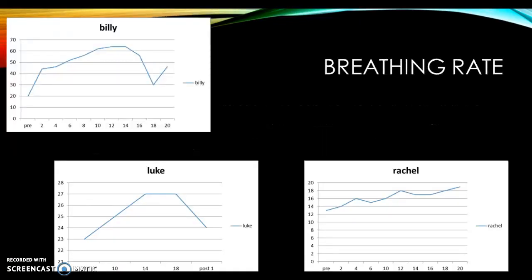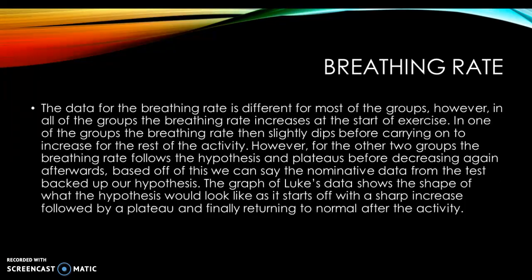Breathing rate. The data for the breathing rate is different for most of the groups. However, in all of the groups the breathing rate increases at the start of exercise. In one of the groups the breathing rate then slightly dips before carrying on to increase for the rest of the activity. However, for the other 2 groups, the breathing rate follows the hypothesis and plateaus before decreasing again afterwards. Based off this, we can say the nominative data from the test backed up our hypothesis.